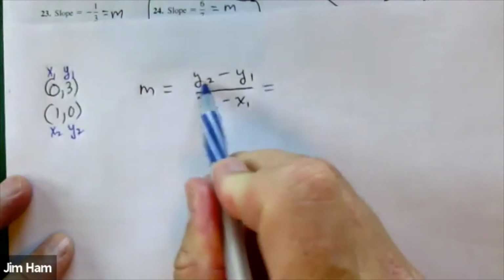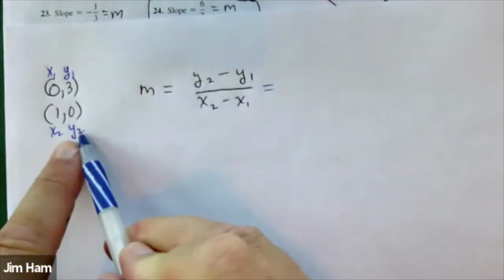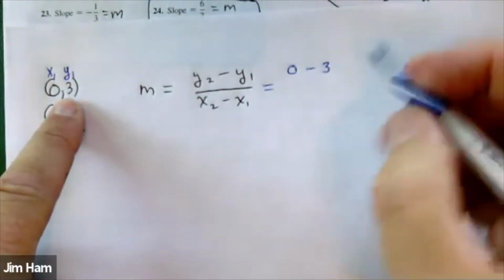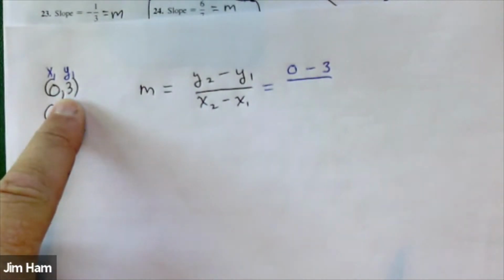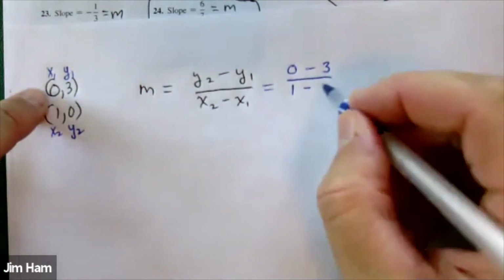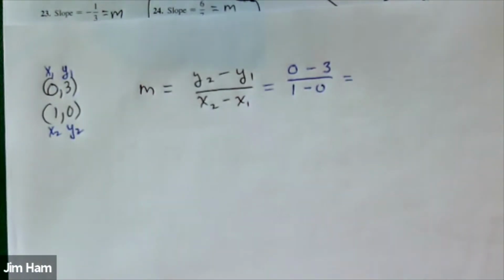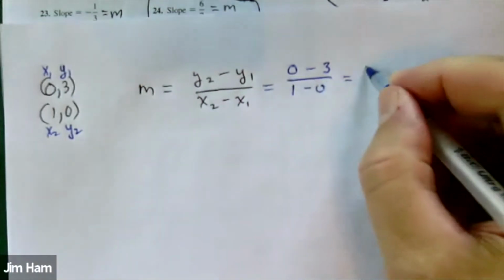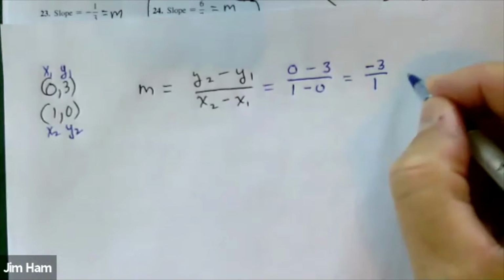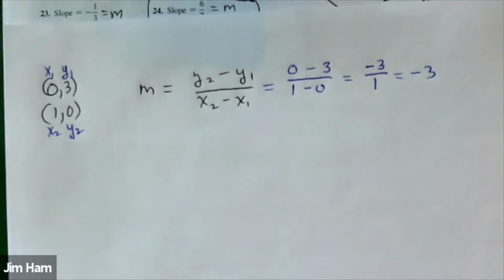We're going to take those points and break them up into individual x and y values, and then plug them into here. So if I take y2, which is my 0, and subtract y1, which is 3, get that. And then if I take x2, which is 1, and subtract x1, which is 0, here are the numbers that go into that formula. So 0 minus 3 is -3, and 1 minus 0 is 1. And we can simplify -3 over 1 to be -3.